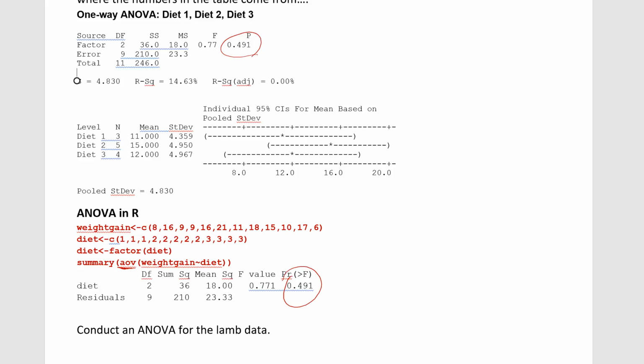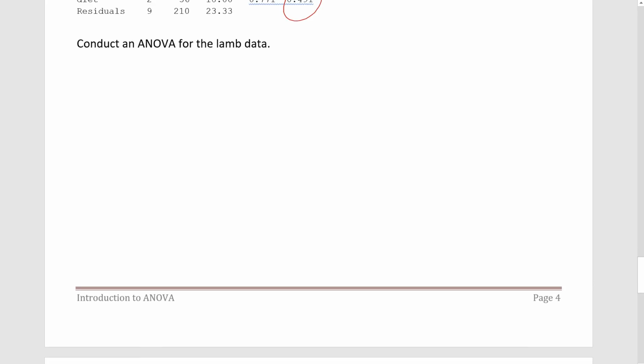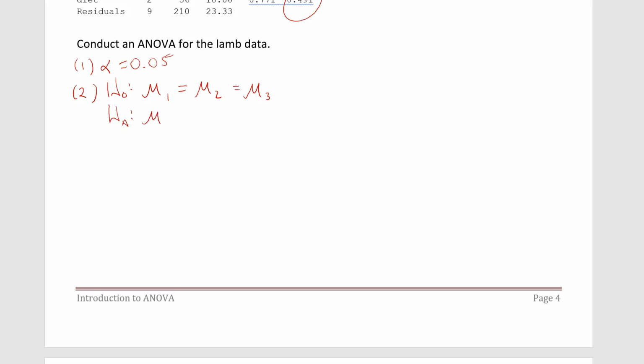And so now we're going to conduct an ANOVA for the lamb data. So how do we conduct our hypothesis test? Well, first we state our alpha level. So we're going to assume that it's 0.05. Step 2 is stating your hypotheses. The null hypothesis is that the mean weight gain for diet 1 is the same as the mean weight gain for diet 2, which is the same for diet 3. And the alternative is that at least one is different.